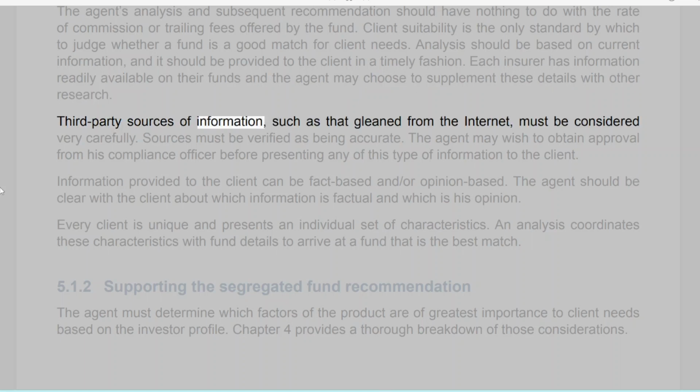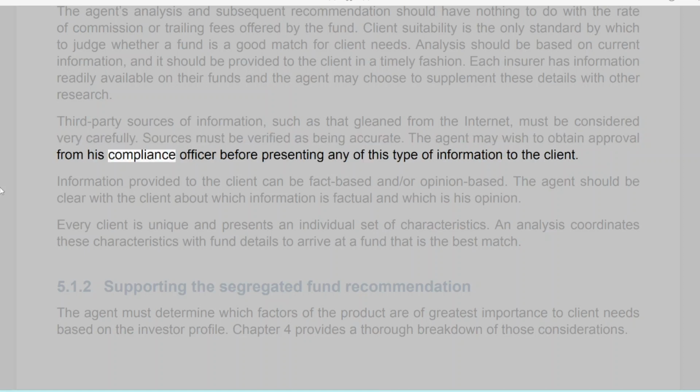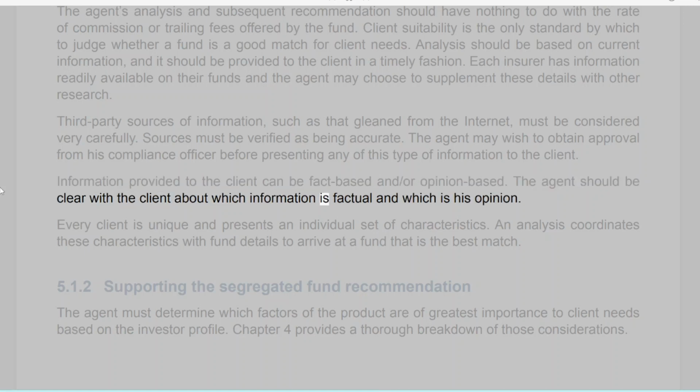Third-party sources of information, such as that gleaned from the internet, must be considered very carefully. Sources must be verified as being accurate. The agent may wish to obtain approval from his compliance officer before presenting any of this type of information to the client. Information provided to the client can be fact-based and/or opinion-based.